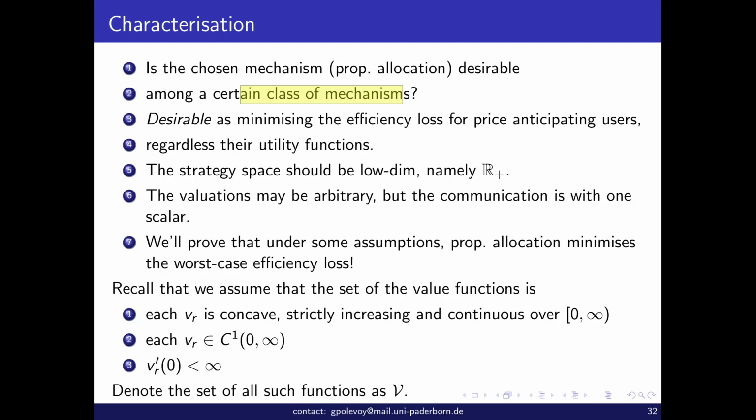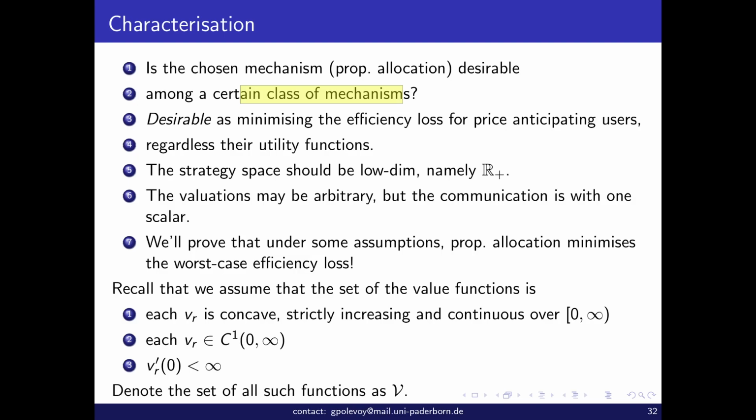So, a desirable mechanism will be defined as minimizing the efficiency loss, pretty much the price of stability or price of anarchy. In the case of price anticipating users, the price of stability was equal to the price of anarchy. And desirable mechanisms are minimizing efficiency loss for price anticipating users, regardless of the utility functions which each user may have. That's what we call desirable mechanisms.